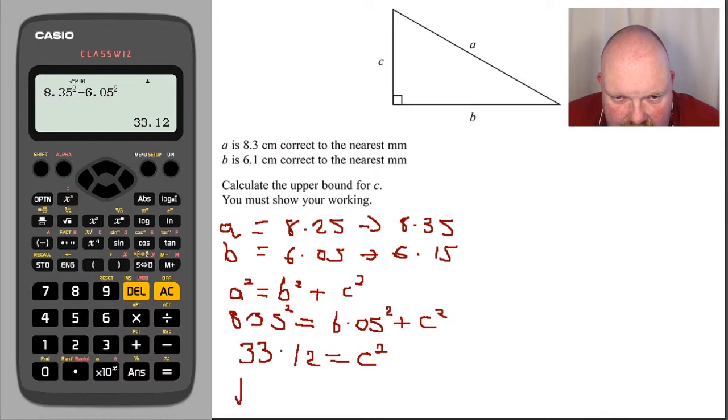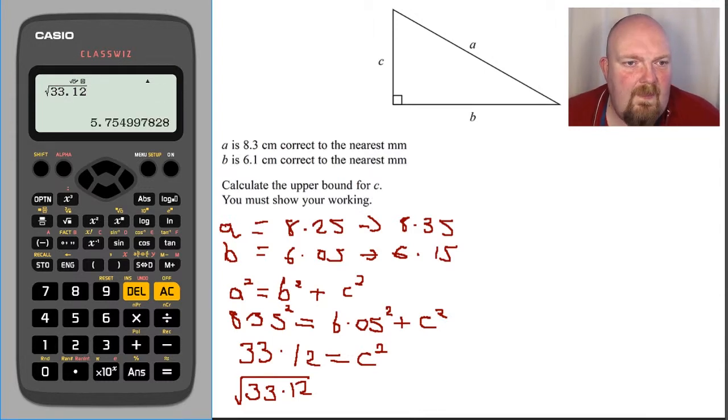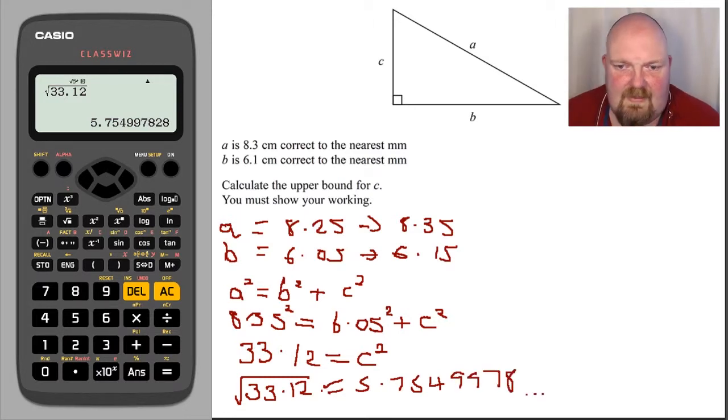All I need to do now is I need to find the square root of 33.12, and the square root of 33.12 is 5.754997 and so on. Okay.